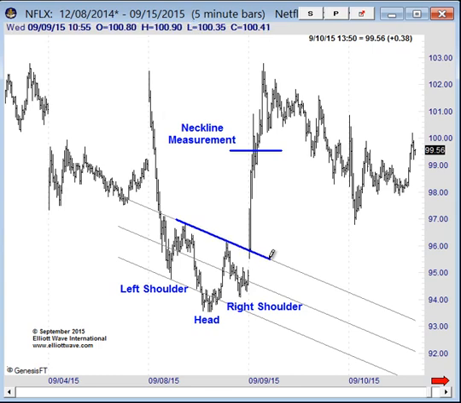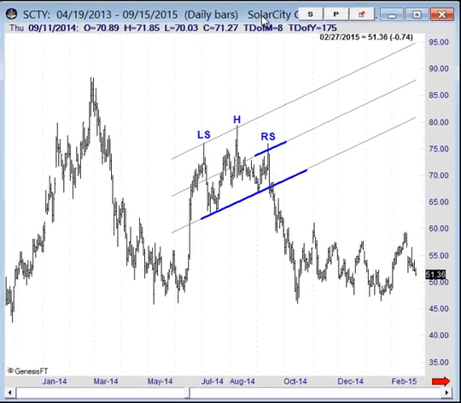Then we have the pullback here. This is our right shoulder. Once we break the neckline, we then move up to the neckline measurement, which you can clearly see we exceeded. Now remember, the neckline measurement, as I've discussed before, typically represents only a minimum objective. So here's a great example of a head and shoulders formation on the daily chart level.